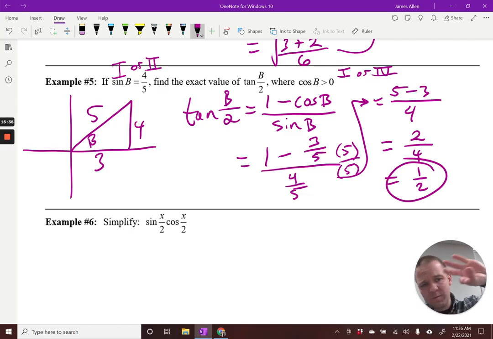You could have multiplied by the reciprocal of 4/5, right? And then dealt with it that way. Either way is fine. I'm kind of favoring this lately. I know I've done the reciprocal before, but whatever.